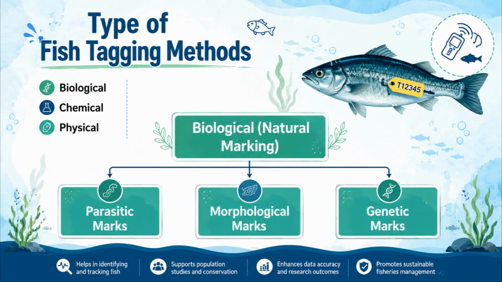Parasitic marks involve identifying fish through specific parasite patterns. Morphological marks are based on body shape, color patterns, fins, or natural body structures. Genetic marks use DNA and hereditary traits to distinguish fish populations and species. These methods help scientists study fish populations, migration, biodiversity, and conservation more effectively.